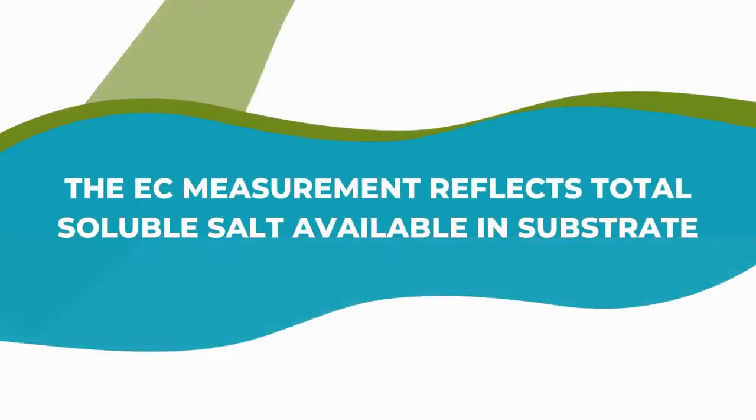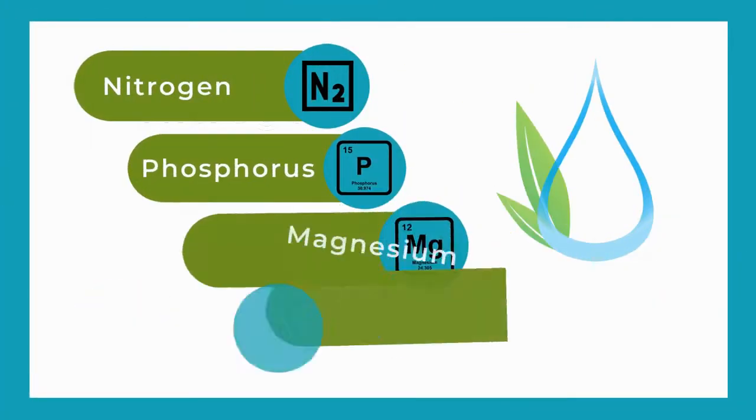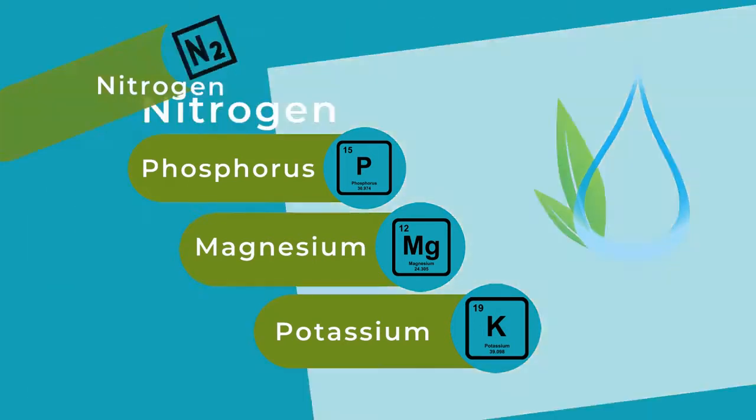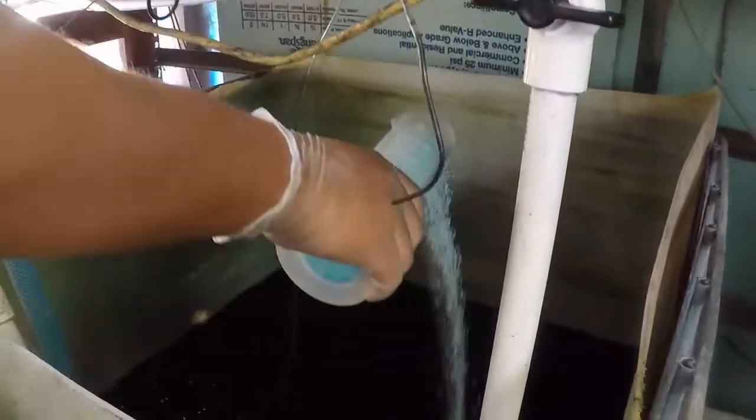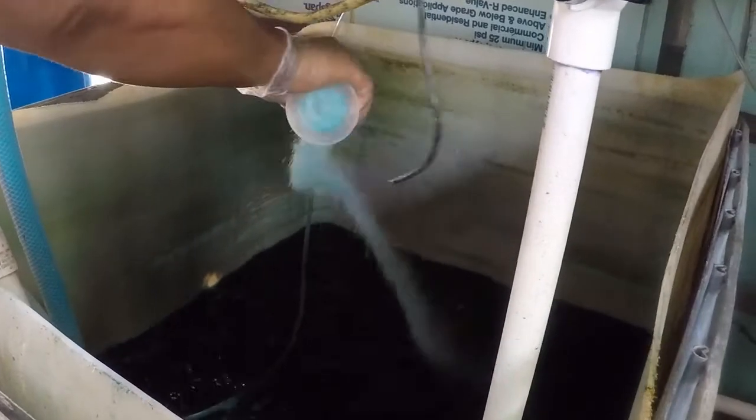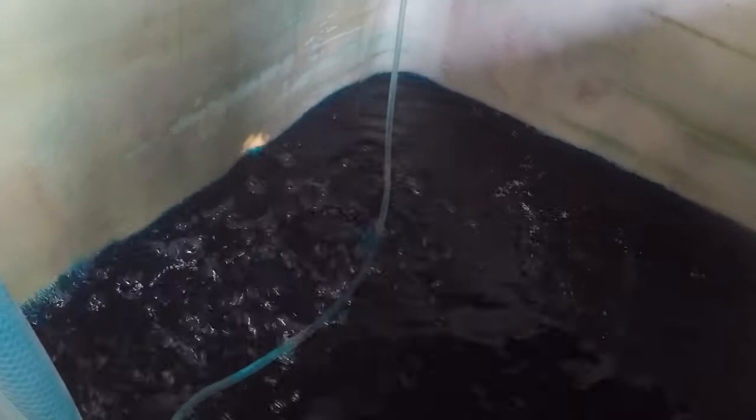The EC measurement reflects how much total soluble salt is available in the substrate. While the EC is nonspecific about which soluble salts are available in the growing medium, a few primary nutrients are usually of concern to growers: nitrogen, phosphorus, magnesium, and potassium. By monitoring EC levels along with your regular pH monitoring, you can adjust your fertilizer program to account for low or high soluble salt concentration to be sure your plants are receiving necessary nutrients without over-fertilizing.